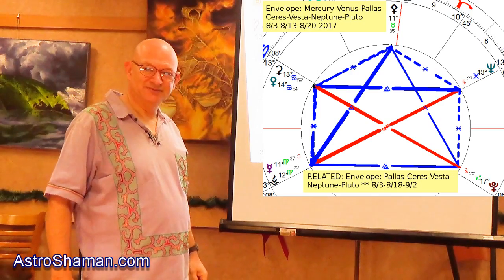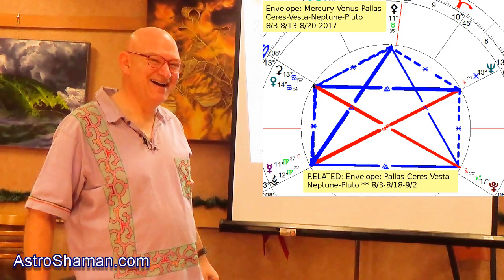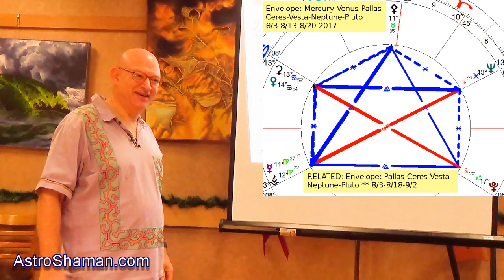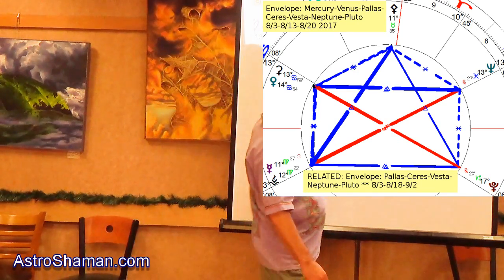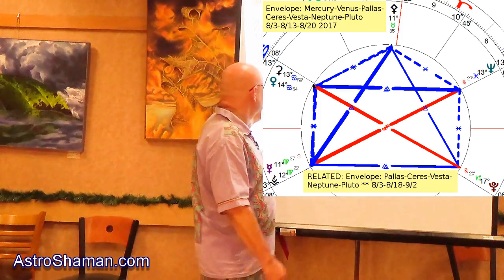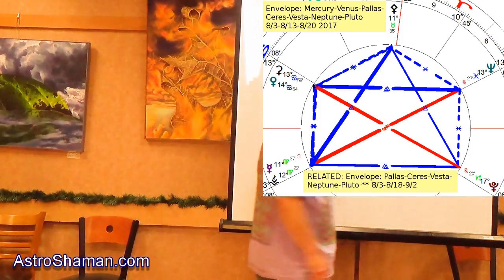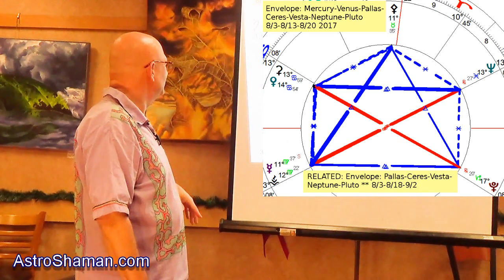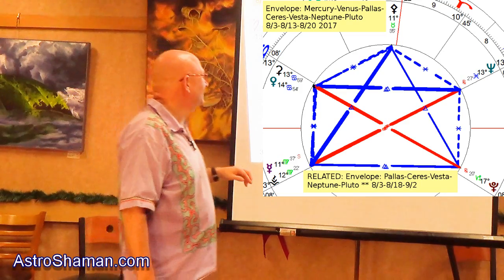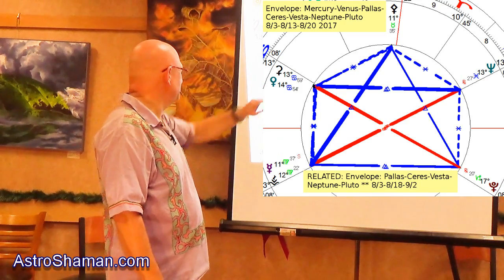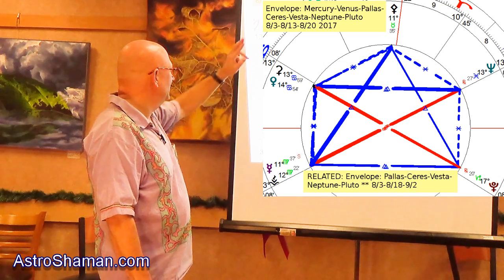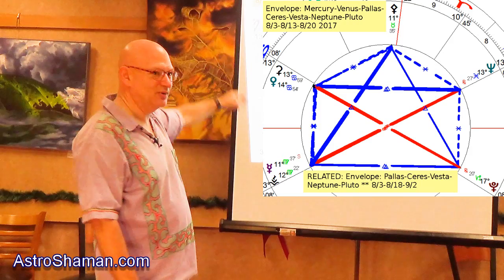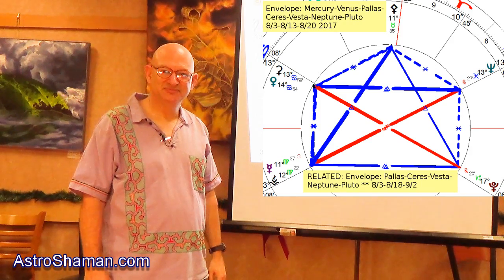Ever seen an envelope before? So I used to call this a double kite. The grand trine is here, and it has not 1 but 2 points on it. So the technical term for this is an envelope. I thought that's so cool. All right, so Pluto, Neptune, Pallas, Ceres, Vesta, Mercury, and Venus. Wow, how are we going to interpret that? Any ideas?